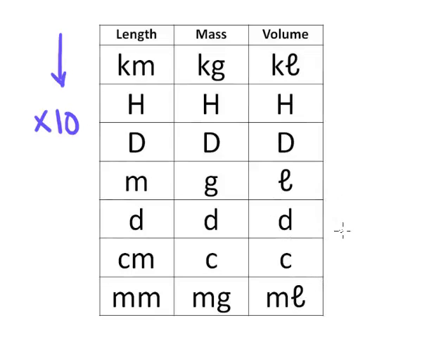Whereas on this side, if you are going up, the units are getting bigger, so going up we have to divide by 10. And what you do is you divide by 10 or multiply by 10 for each jump that you've got. So for example, if we go from kilometers down to meters, you're going to go 1, 2, 3 jumps down, which means you have got to multiply by 3 tens, in other words by 1,000.